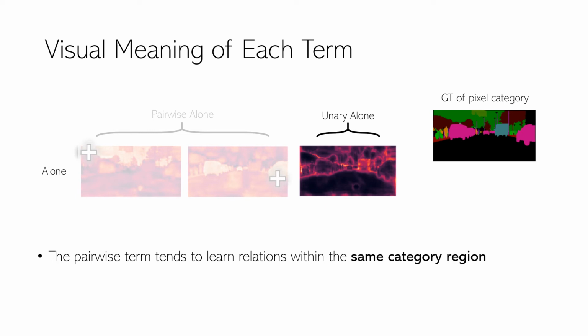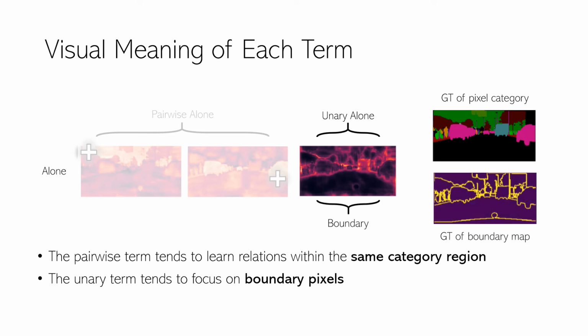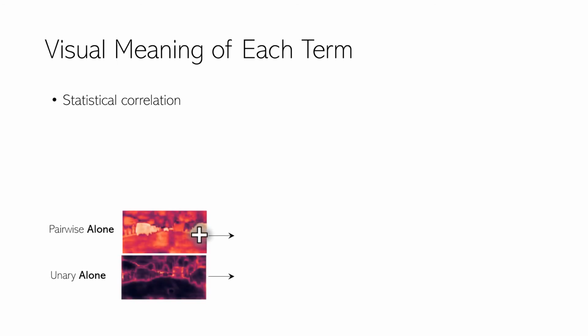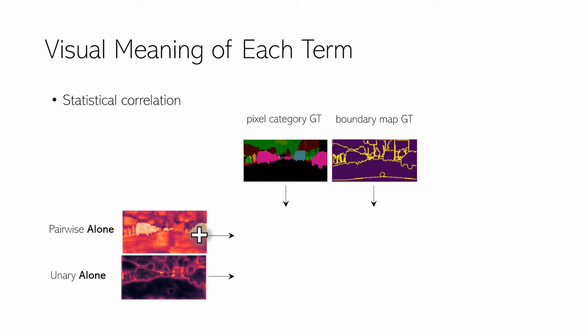Then, let's see what is learned by the unary term alone. We can see that the unary term tends to focus on the boundary pixels. It looks very similar to this ground truth boundary map. Such observations are also evidenced by statistical analysis. We count the correlations of the attention maps with the ground truth.